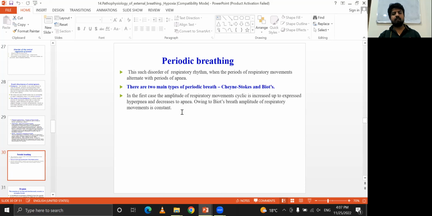Periodic breathing is such a kind of respiratory rhythm in which periods of respiratory movements alternate with periods of apnea. There are two main types of periodic breath, the Cheyne-Stokes and the Biot. In the first case, amplitude of the respiratory movement cyclically increases up to expressed hyperpnea and decreases to apnea. In Biot breathing, amplitude of the respiratory movement is constant.